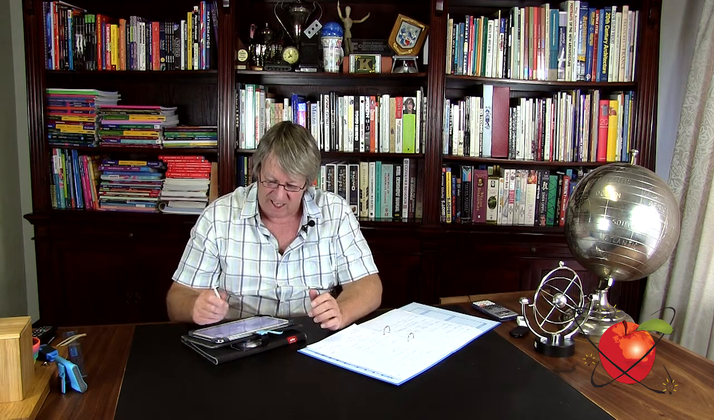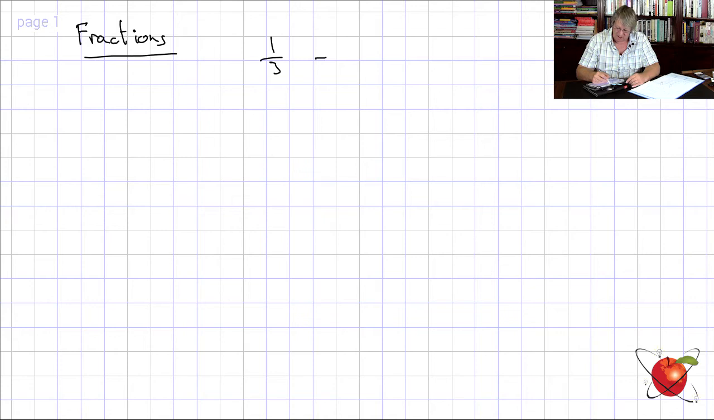Now, let's just have a look at a process over here. Let's just recap something. Let's go 1/3 minus 5/12 plus 1.5. Shall we? Let's just look at that. How do we do it? Because so many people do it in different ways.